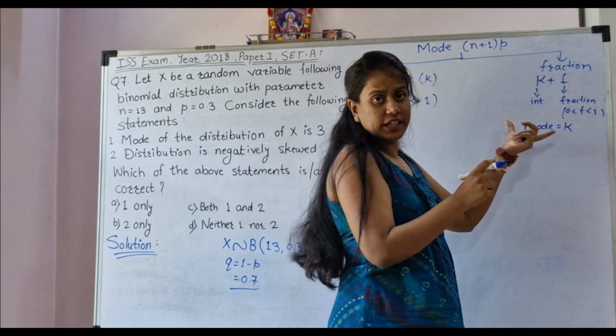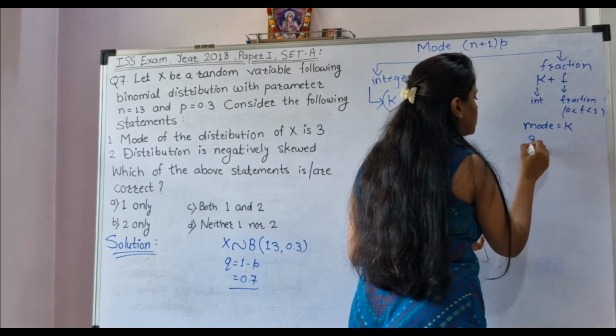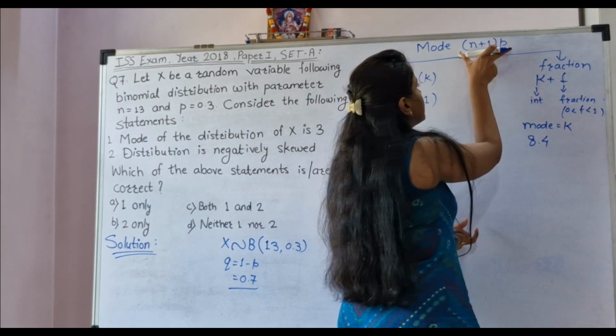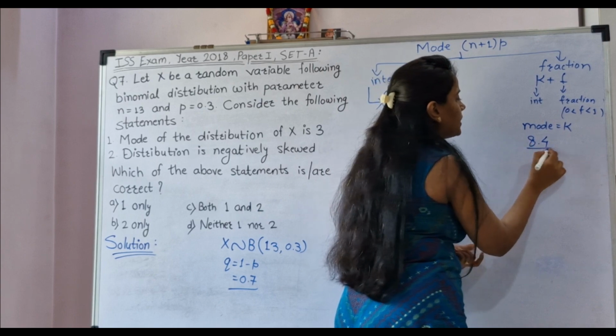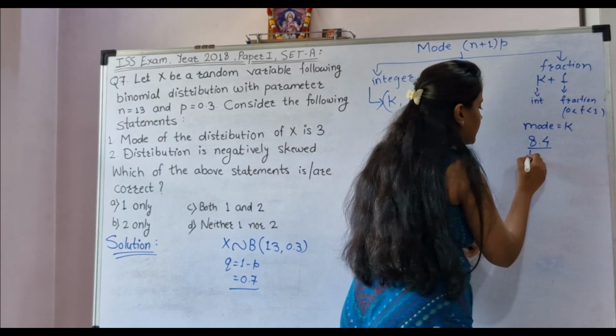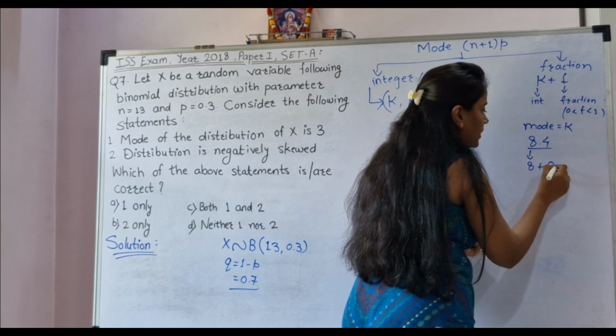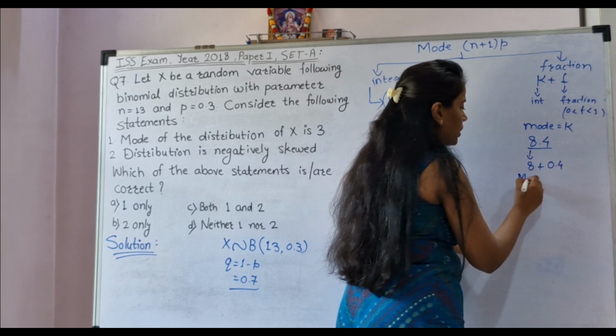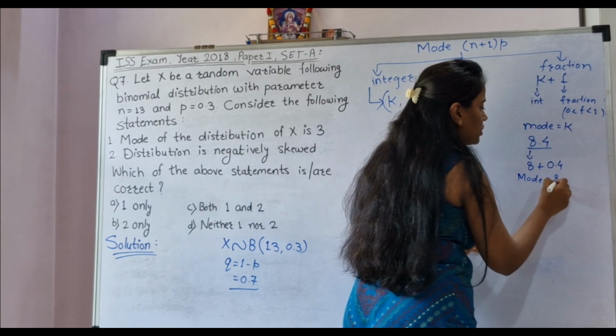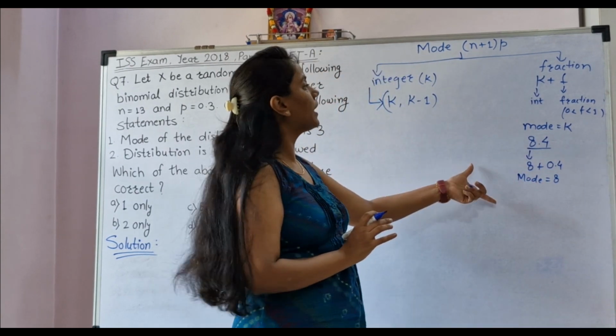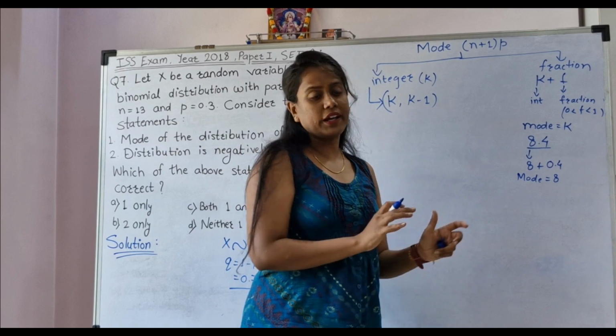Now let us take an example of this. Let us suppose your value of this term n plus 1 into p is 8.4. Now in this case your integer is 8 and your fraction is 0.4. So your mode value will be equal to 8. This is how we calculate in case of a fraction.